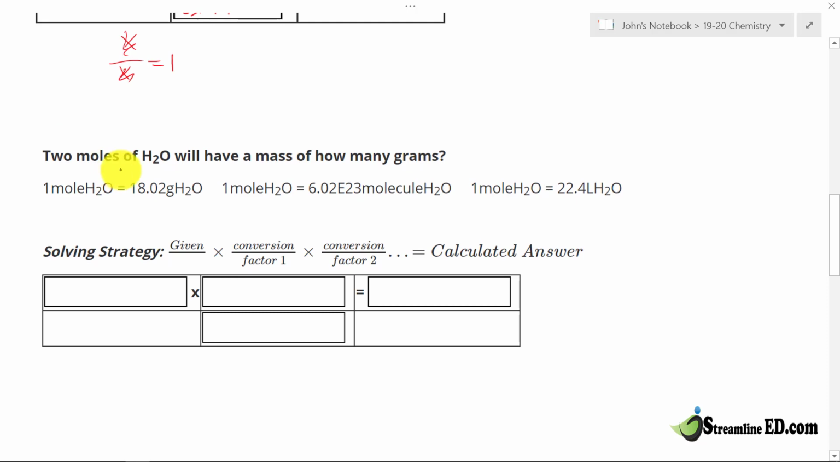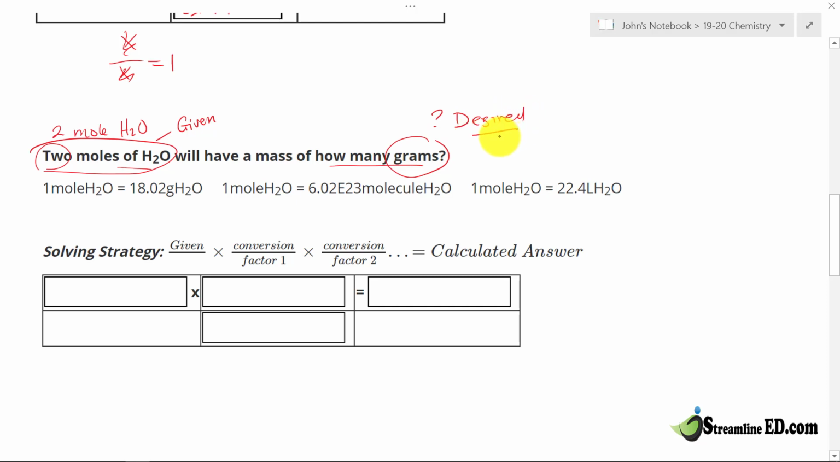Well, 2 moles of water will have a mass of how many grams? So what are we starting with? Notice how I tricked you by putting a 2 right there, right? So that is 2 moles of water. So 2 moles of H2O. This is your starting value. That's your given right there. You are given 2 moles. And what are we looking for? Well, we're looking for grams. That is our desired unit, isn't it? Isn't that easy? So always start with the strategy.